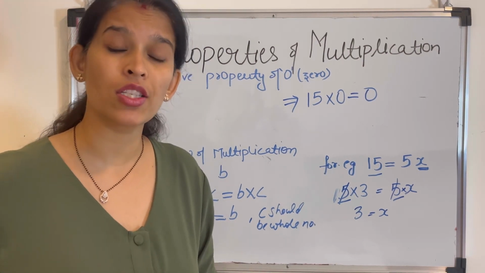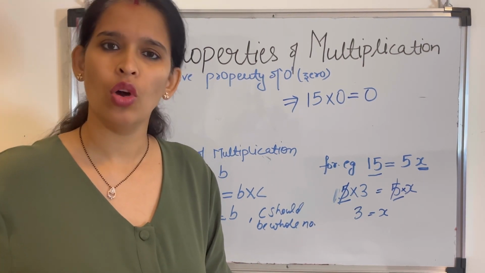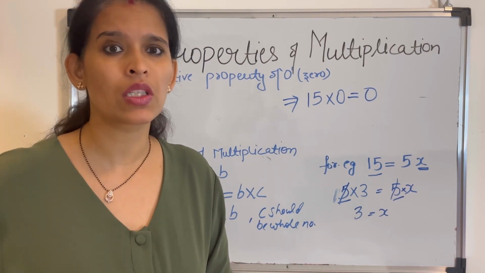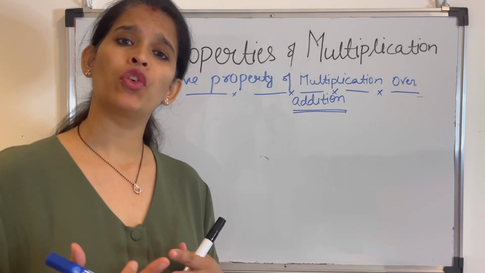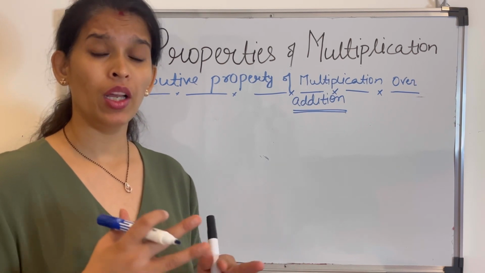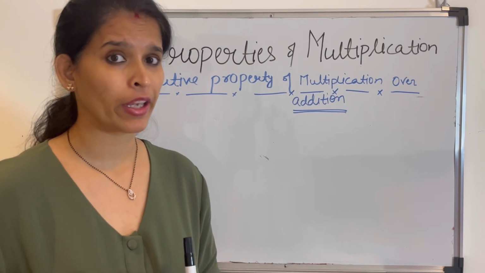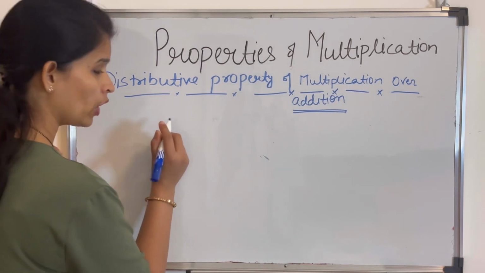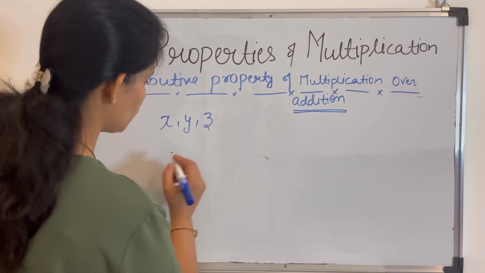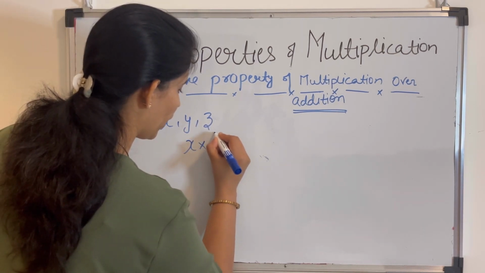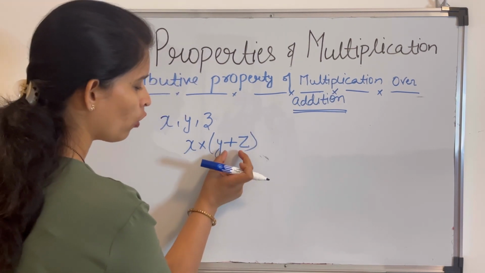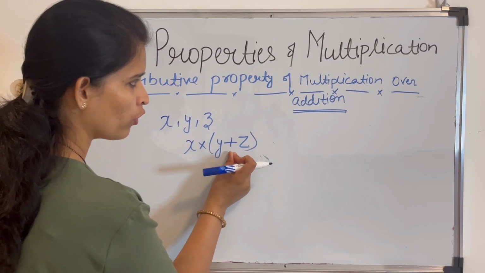Now we will do the distributive property of multiplication over addition and subtraction. Please focus on this one, because it is very important. This property applies for any three whole numbers, and in it we apply addition and multiplication both. So I'm taking three whole numbers x, y and z. This property means x multiplied by y plus z. So this is the distributive property of multiplication over addition.